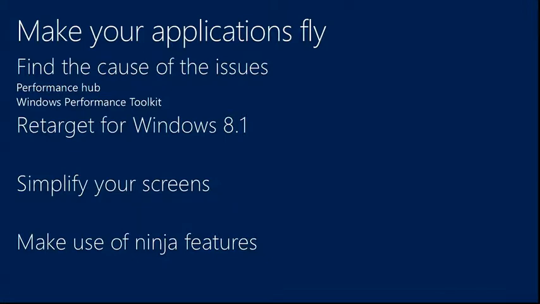Those are some of the tools that you've got available that are new inside Studio 2013. When you're trying to make your applications fly, you want to find the cause of the issues. So 2 of those tools are the Performance Hub and the Performance Toolkit that are now available. You want to retarget it for 8.1 because 8.1 is just a whole lot faster. You want to simplify your screens and make use of some of the additional performance things.